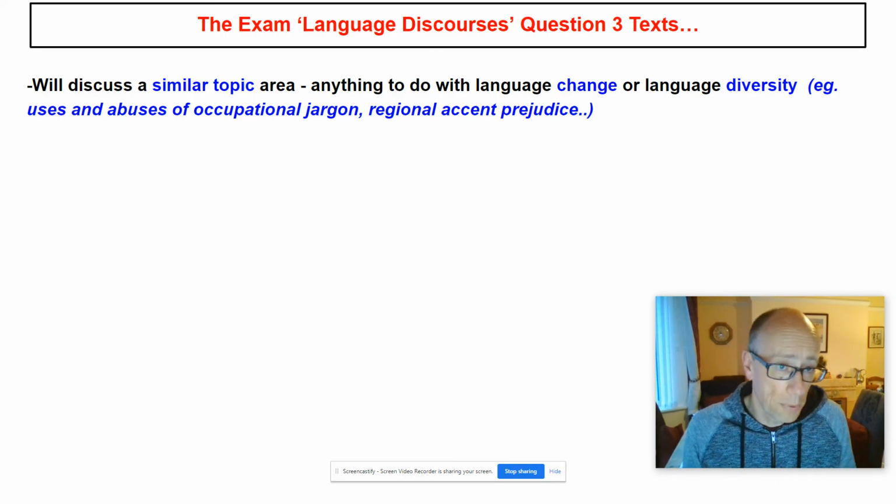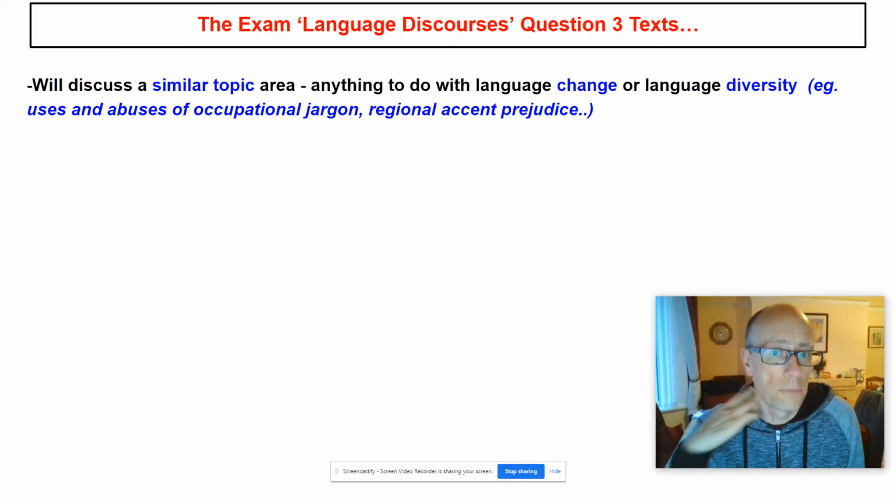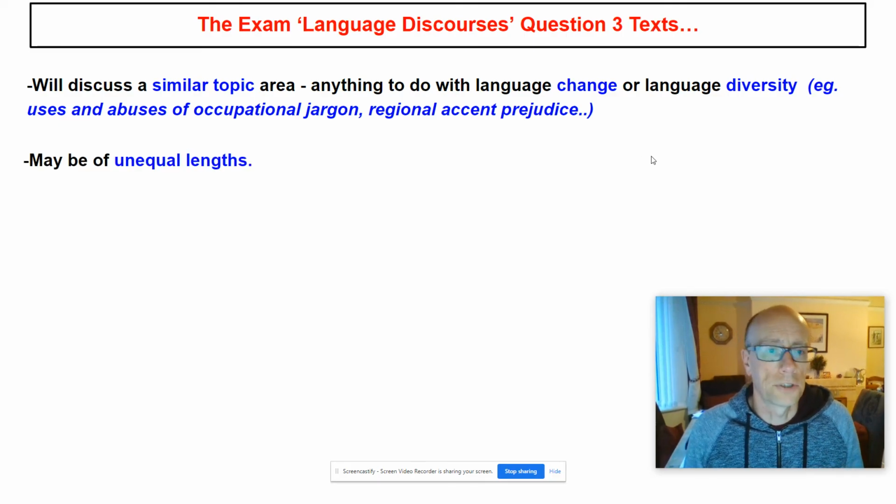So, for example, you might get 2 articles which are about jargon, the uses and abuses of occupational jargon. That would be one area. Or, and they've given this one in the past, you could have one which is about regional accents, the way that people respond to them and the possible discriminations and prejudices which are attached to regional accents. Okay, so it's going to be a subject that's something to do with language change or language diversity.